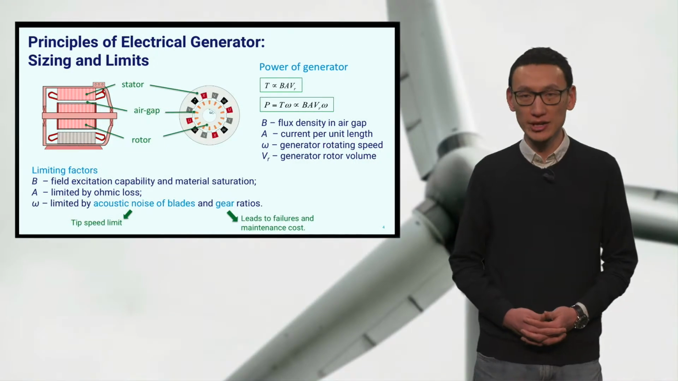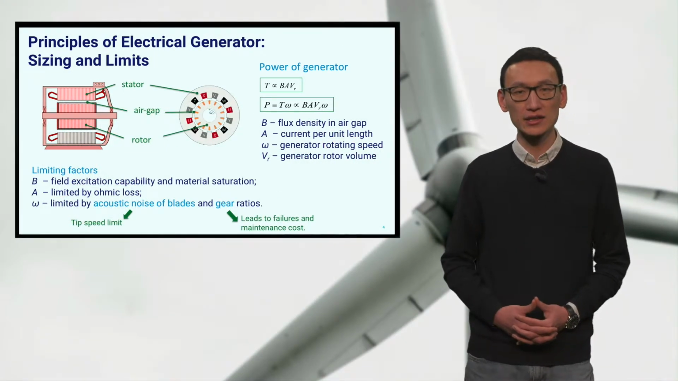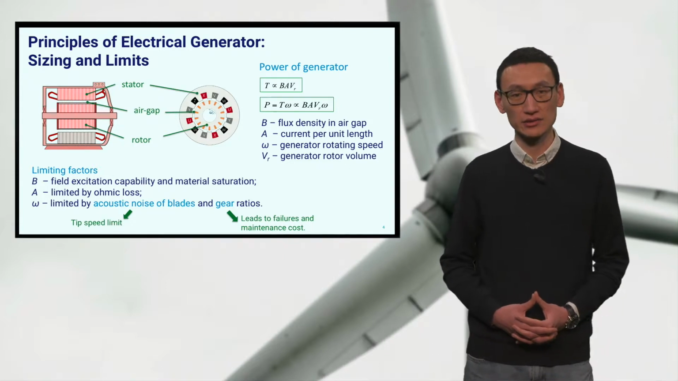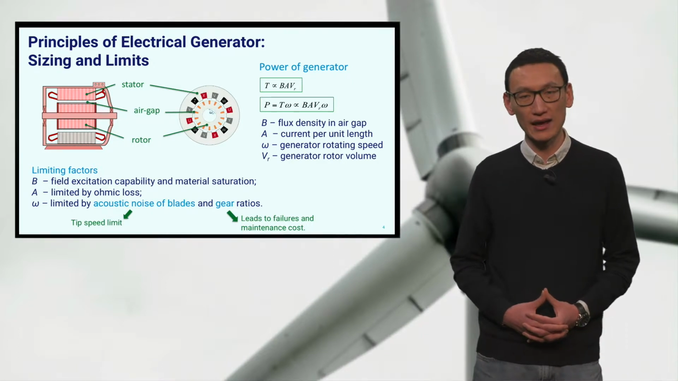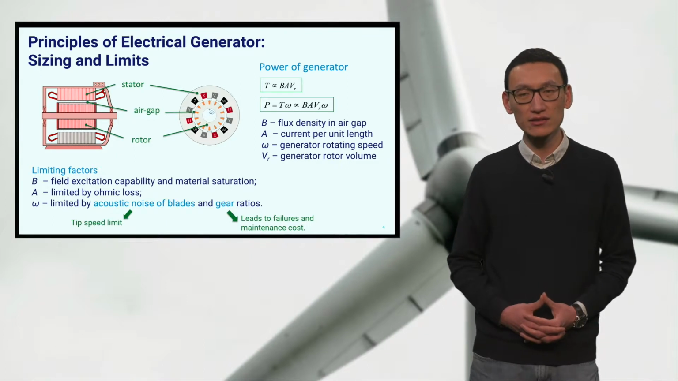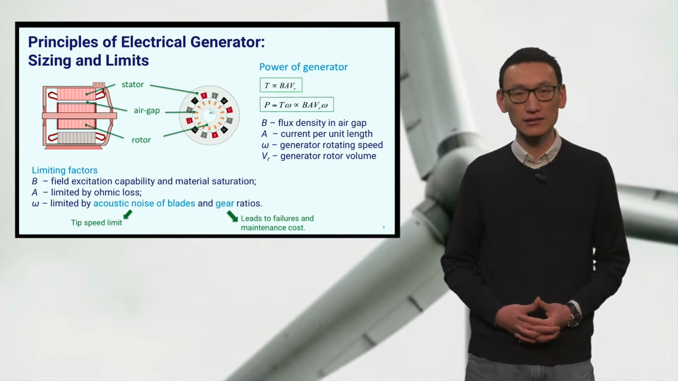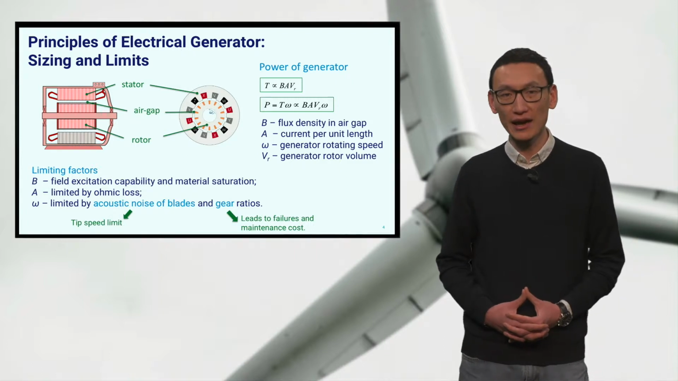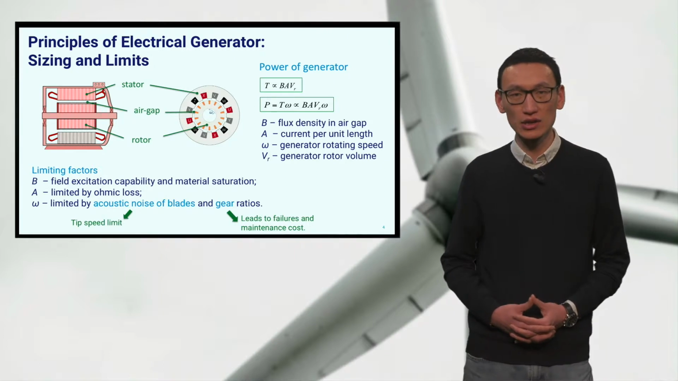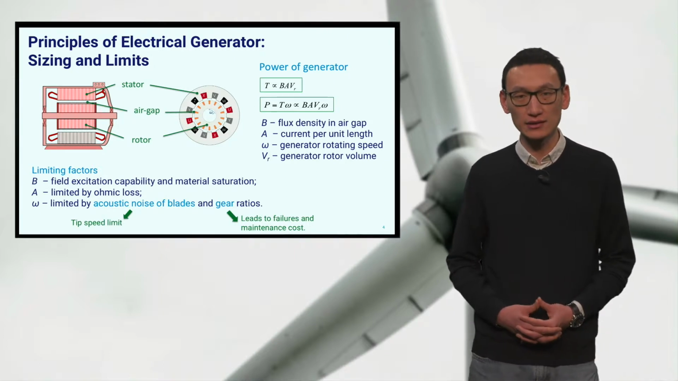In real electrical machines, magnetic field density is determined by magnetic saturation level of the material. Current loading A is limited by ohmic loss in the conductors. The rotating speed is on one hand decided by the tip speed of the blades, and on the other hand, limited by the gear ratios from the blade shaft to the generator shaft. Therefore, the larger the wind turbines, the slower the blades. A higher gear ratio means higher number of gear stages, which lead to higher failure rates and maintenance cost, which is very critical for large wind turbines.